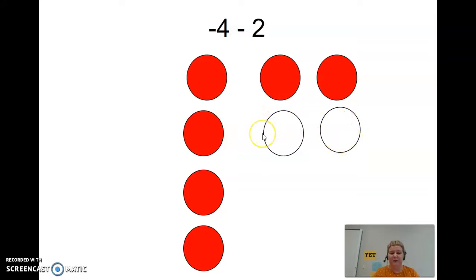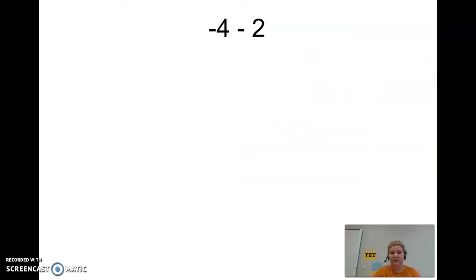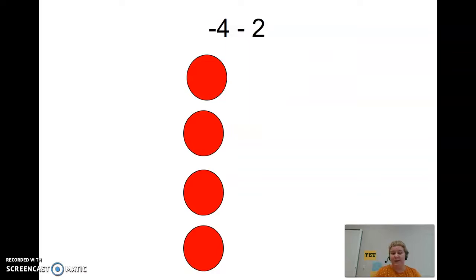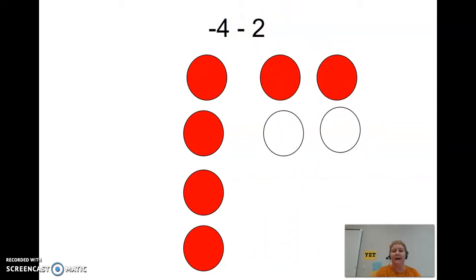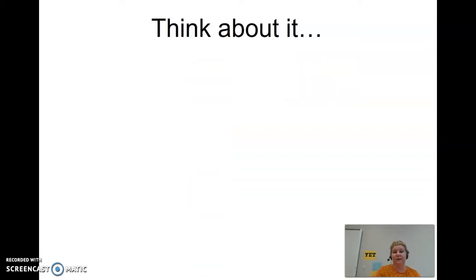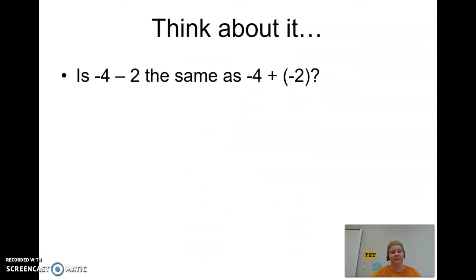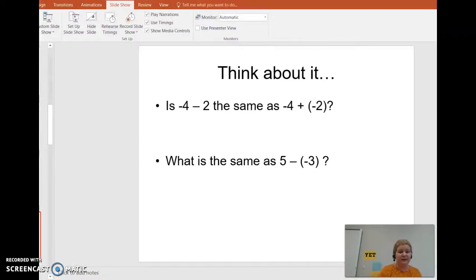So remember, my original issue was that I had 4 negatives, and I needed to remove or take away 2 positives. So by adding 0, I now have those 2 positives. Now I can take those away, and I'm left with 6 negatives. Okay, let's think about it. Is negative 4 minus 2 the same as negative 4 plus negative 2? So let's look at that.